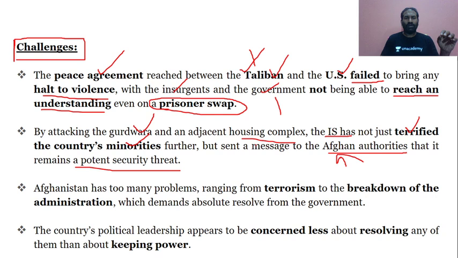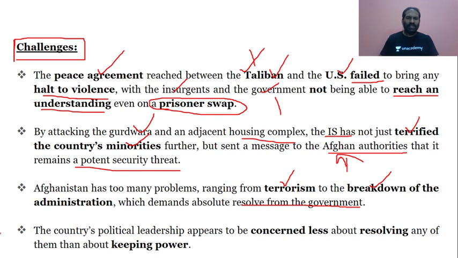As I said, the Afghan government or the Afghan authorities are being faced by the Taliban and by the IS. Afghanistan has too many problems. That is what we have seen in our discussion: terrorism, the breakdown of the administration, and also the question of who should form the government. Those who took part in the presidential elections are not coming to a conclusion. Ashraf Ghani has formed the government, and then Abdullah has formed a rival government.